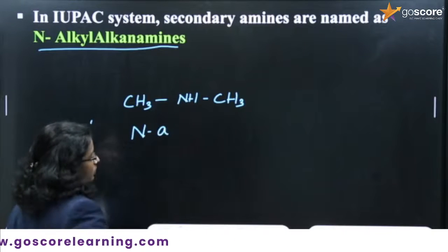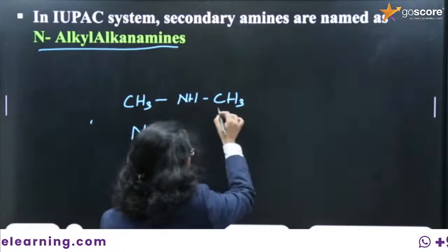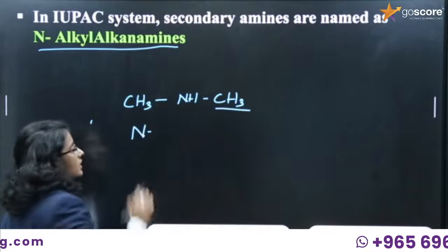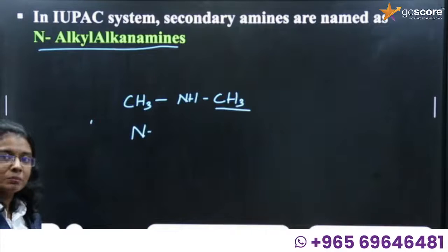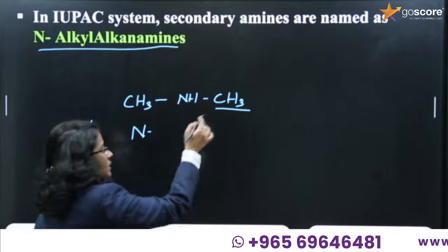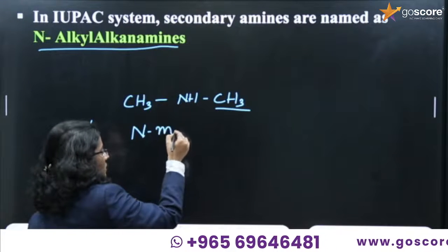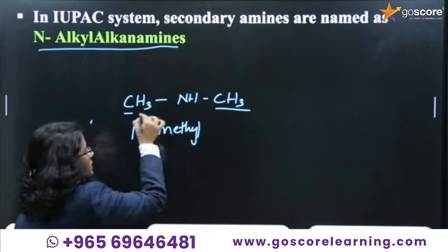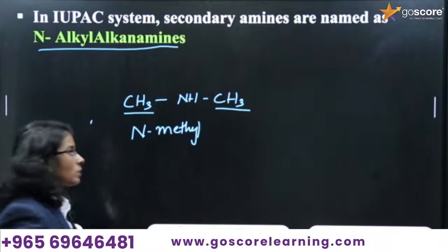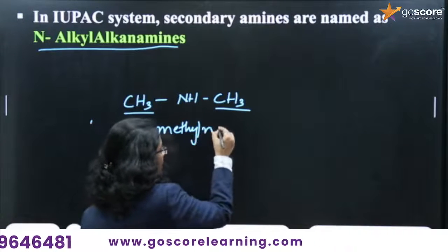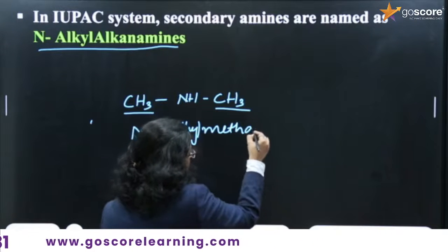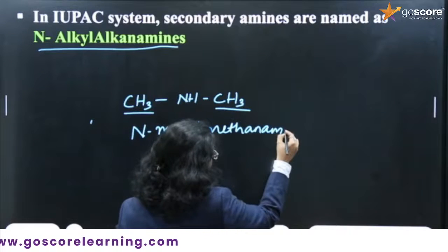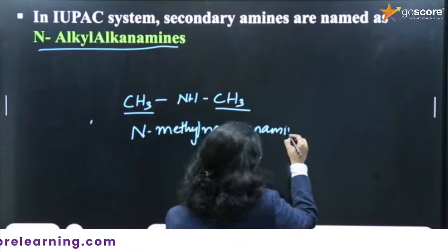alkyl. Instead of alkyl, we write which group this is, the CH3 group. On either side, there is the same group. So it is called a simple amine. If it is a CH3 group, it is called meth. So methyl, methyl. Then this is alkanamine. So N-methyl methanamine.